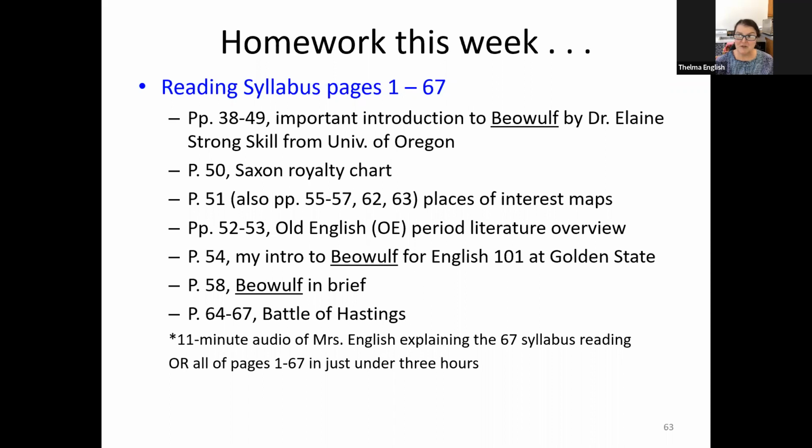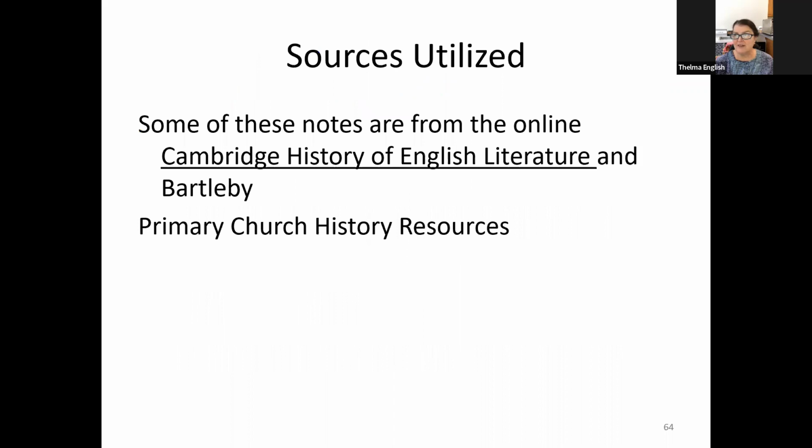And so you have my introduction from that on page 54. And then a little brief of Beowulf and some information on the Battle of Hastings. That's the battle that creates William the Conqueror, 1066. That's the Battle of Hastings. That's where we get that date, 1066, that you also have to remember forever. And of course, you've got that 11-minute audio, the overview, or the just under 3-hour audio. Do read, listen with a red pen, with a highlighter, all of that, so that you get the most out of these.